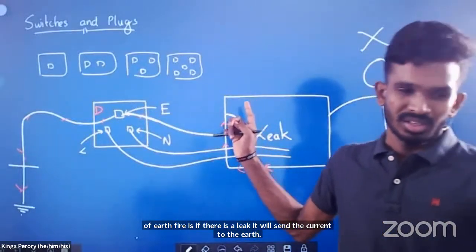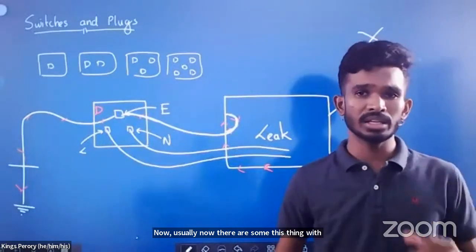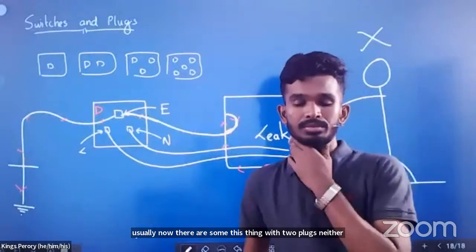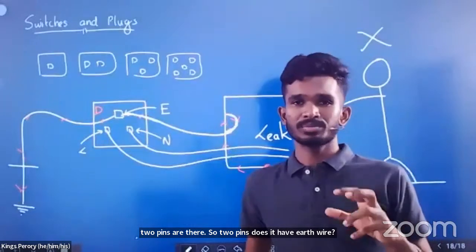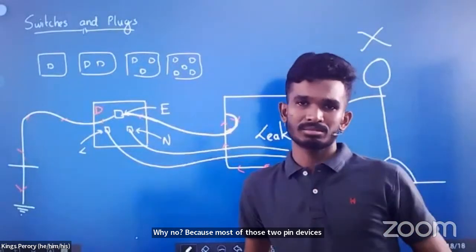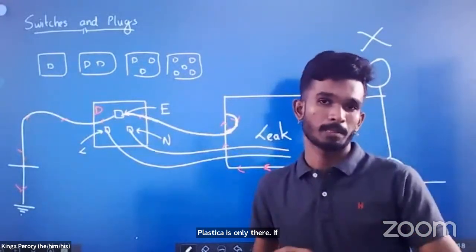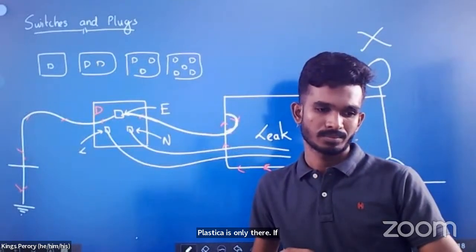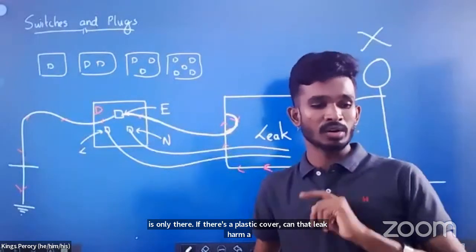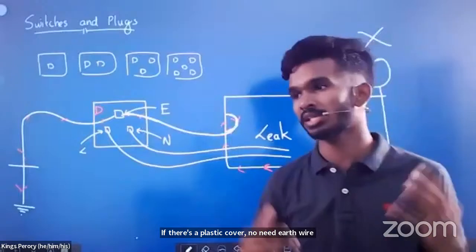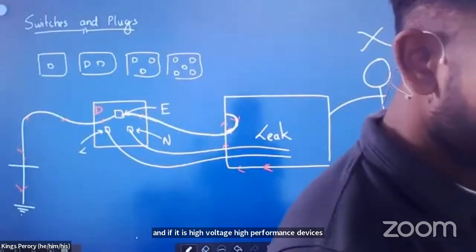Okay. Now, there are some plugs with two pins. Two pins, does it have an earth wire? No, sir. Why no? Because most of those two-pin devices don't have a metal casing. There is only a plastic cover. If there is a plastic cover, can that leak harm us? No. So if there's a plastic cover, there is no need for an earth wire. Mainly, if it is a metal cover, they go for an earth wire. And high voltage, high performance devices also keep an earth wire. We'll read that part also.